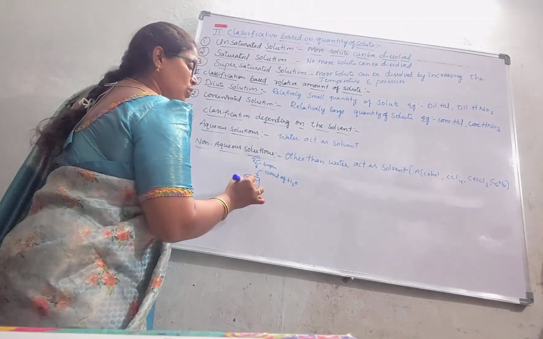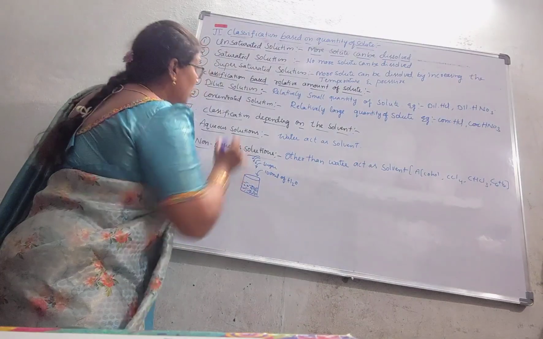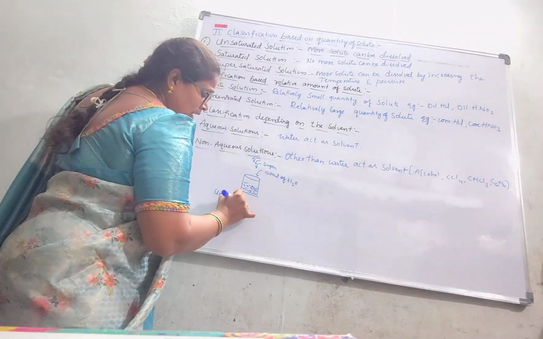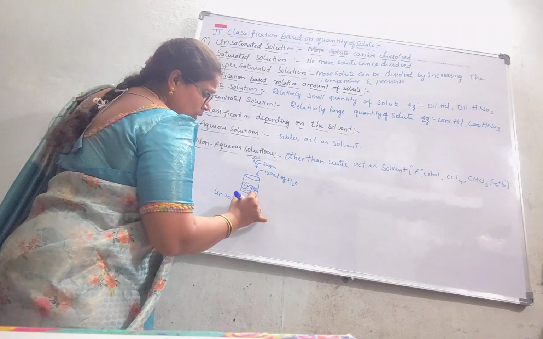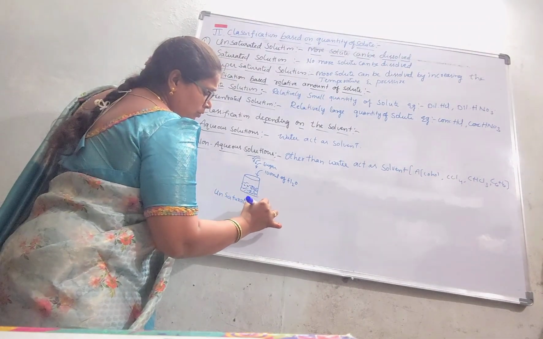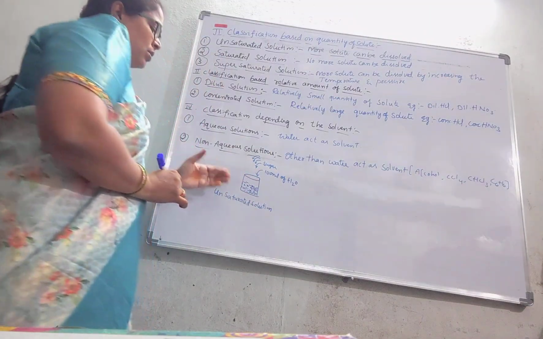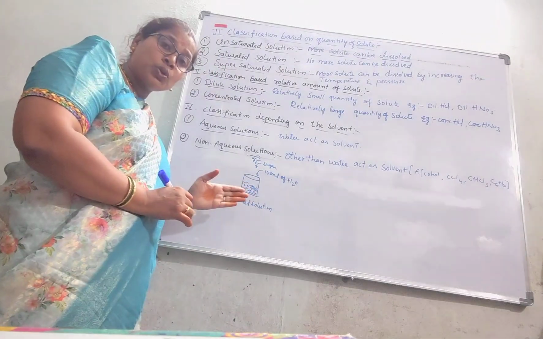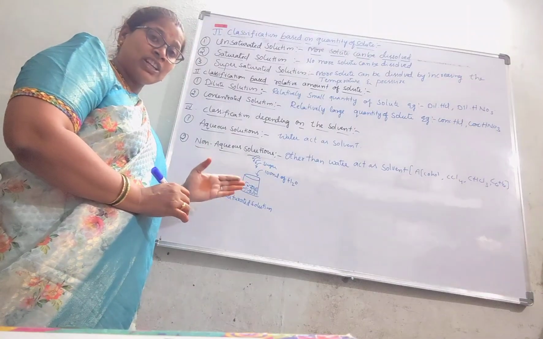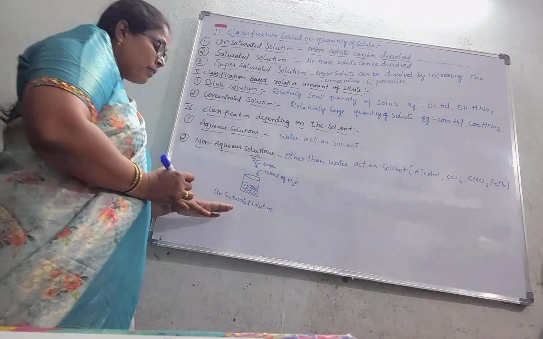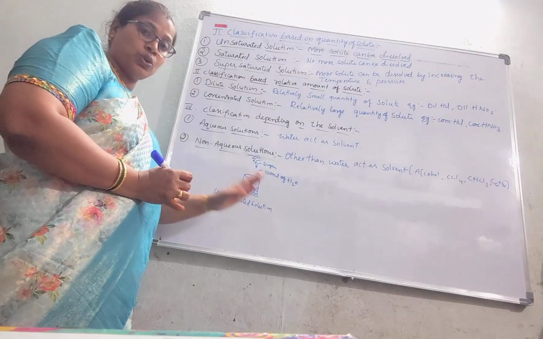So this is called an unsaturated solution of sugar and water. Unsaturated solution means more solute can be dissolved at given temperature and pressure.